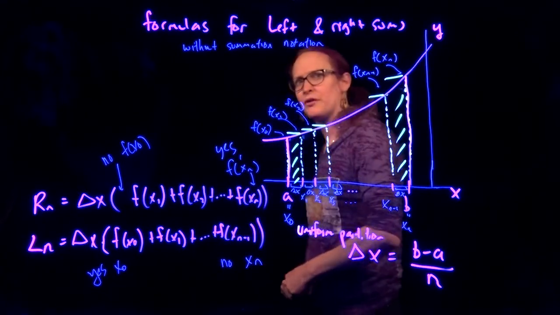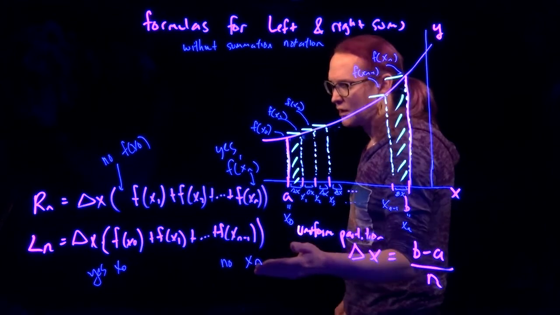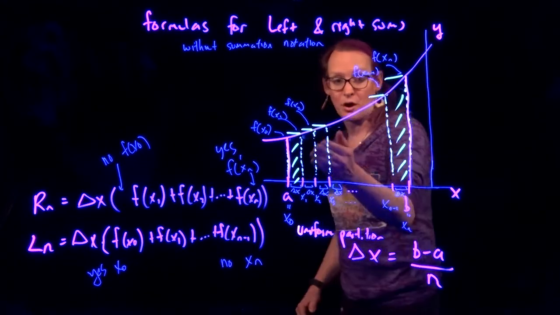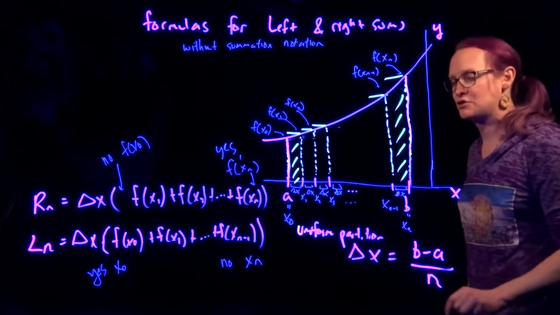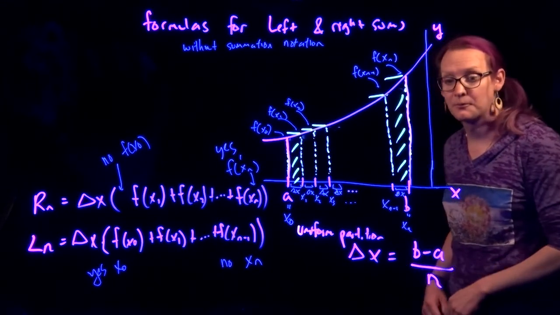So those are the formulas for the right and left sums for approximating the area underneath a curve. And I omitted the summation notation, and we'll do that in a different video.